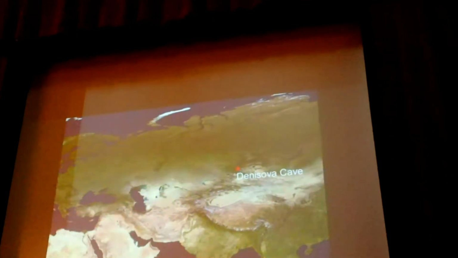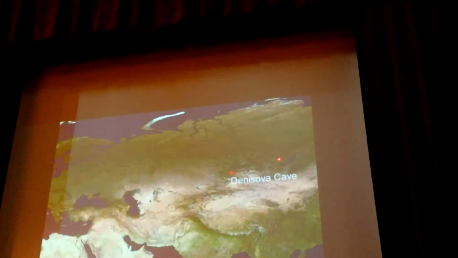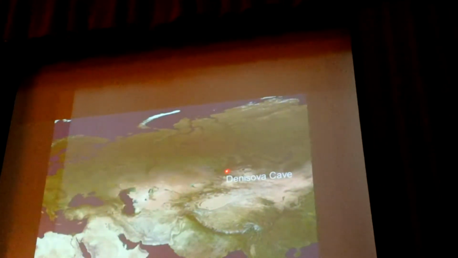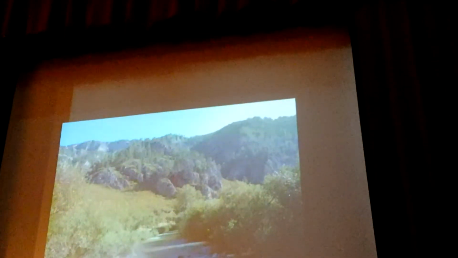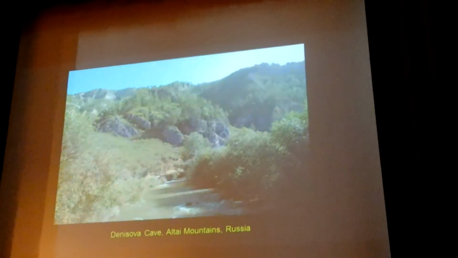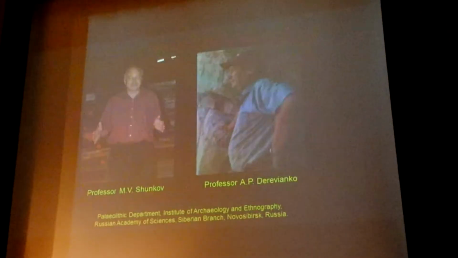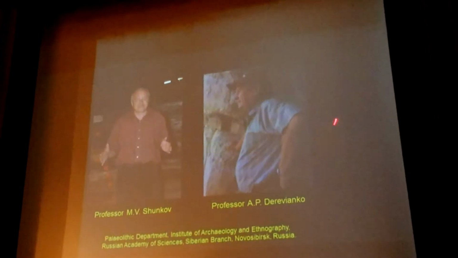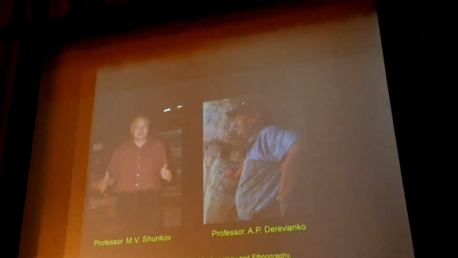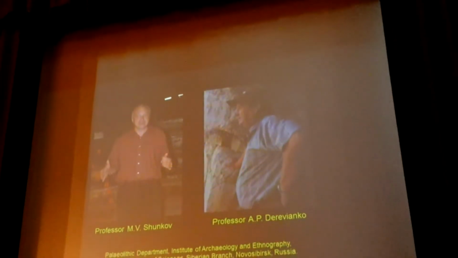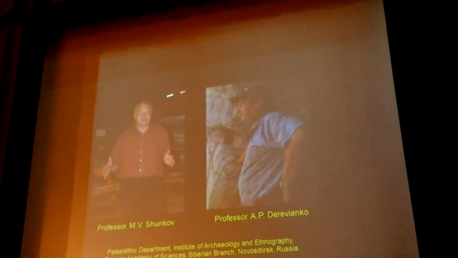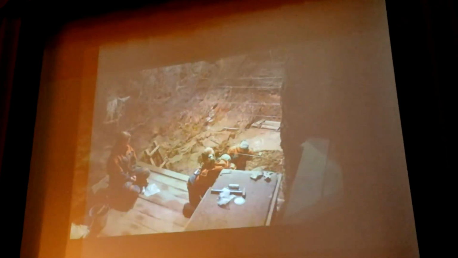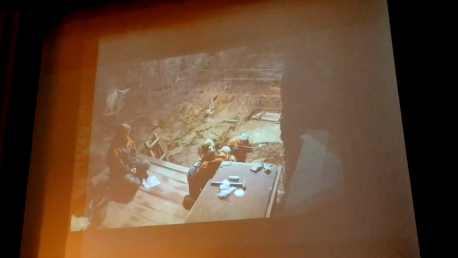And particularly we are lucky to work with people in Russia, at this site in southern Siberia, the Denisova Cave, this beautiful place close to the border of Mongolia and China, where Anatoly Derevianko and Mikhail Shunkov have excavated for several years. And they found this tiny little bone in 2008 in this gallery in the cave, that they were very skilled in realizing might be a human bone.